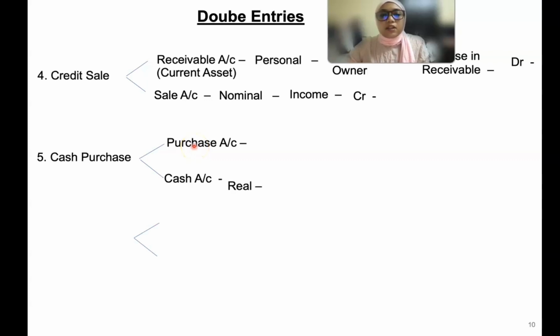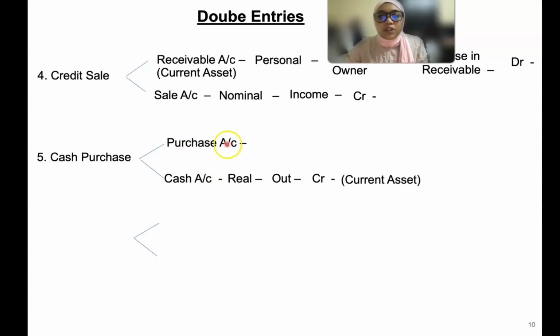Okay. Cash account is real. We are buying something with cash. So do we receive cash or are we paying cash? We are paying cash, right? So cash is out from our business. So real, out. So we will record on the credit side. If we record the credit side in the cash account, definitely in purchase we are going to record on the debit side. But we need to understand why we record on the debit side.